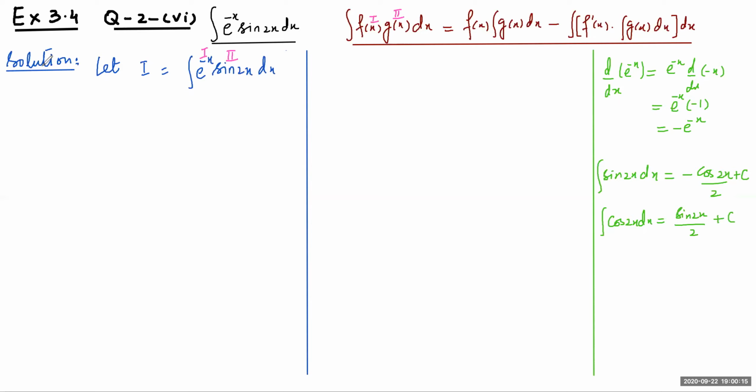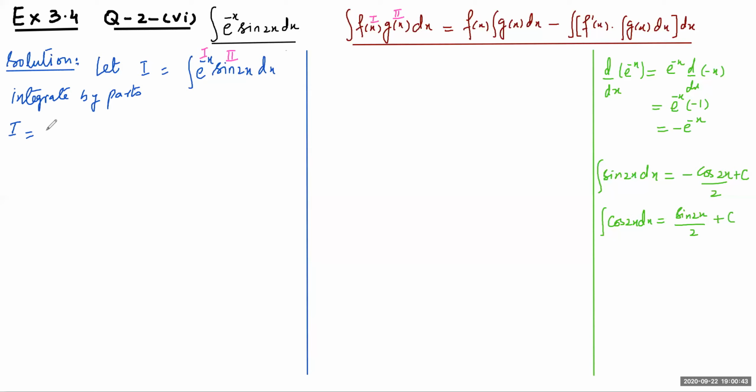Let's start the solution. We name the integral as I. Integral I equals integration sign e to power minus x sine 2x dx. We are going to perform integration by parts using e to power minus x as first function and sine 2x as the second. So we perform integration by parts. What do I get?